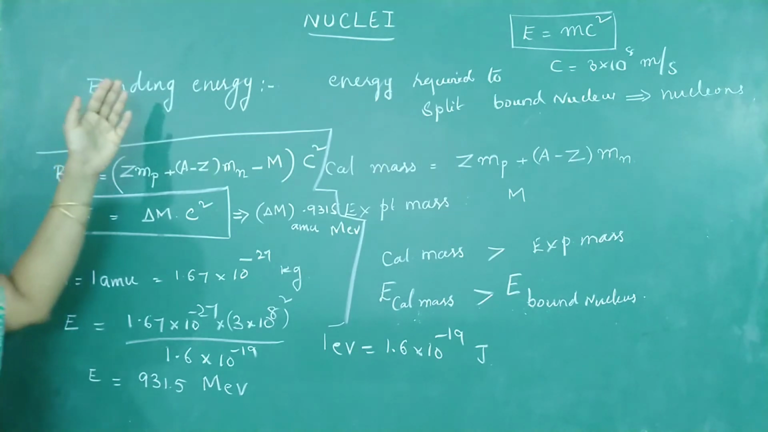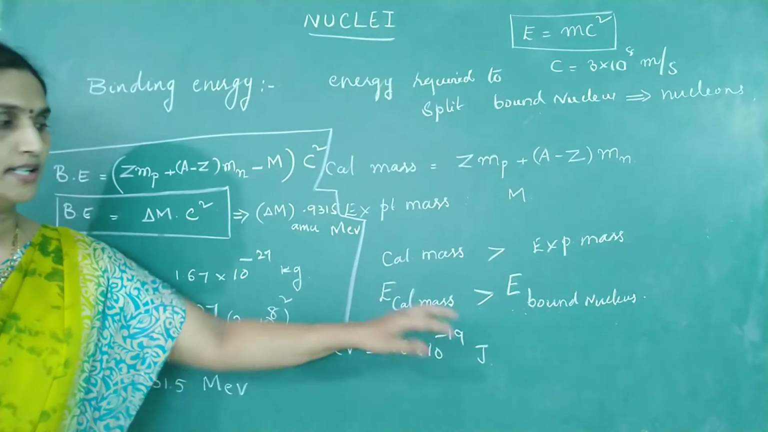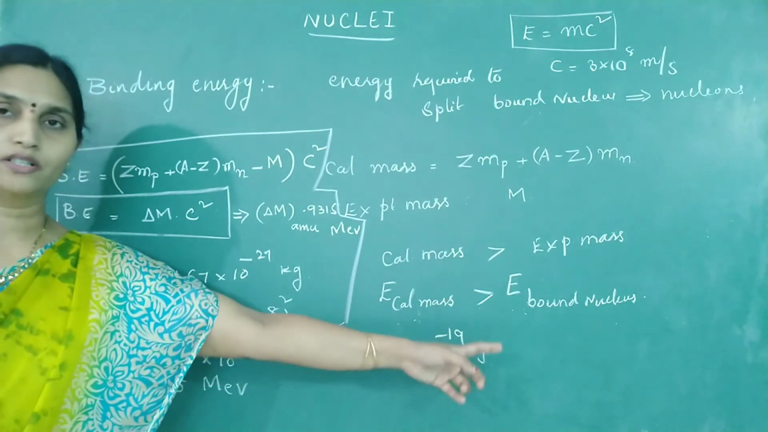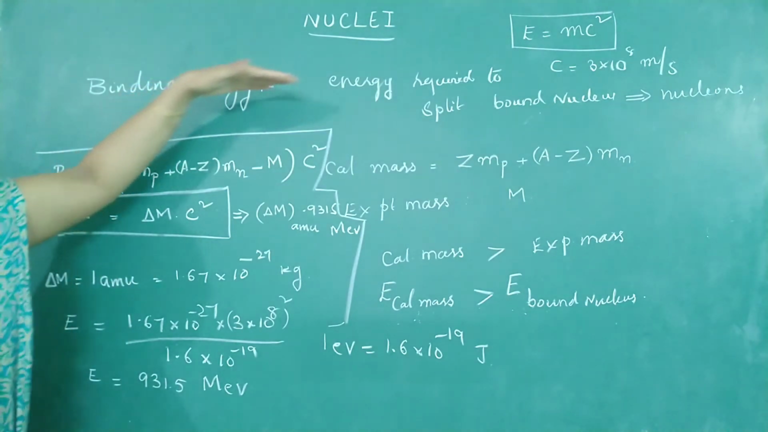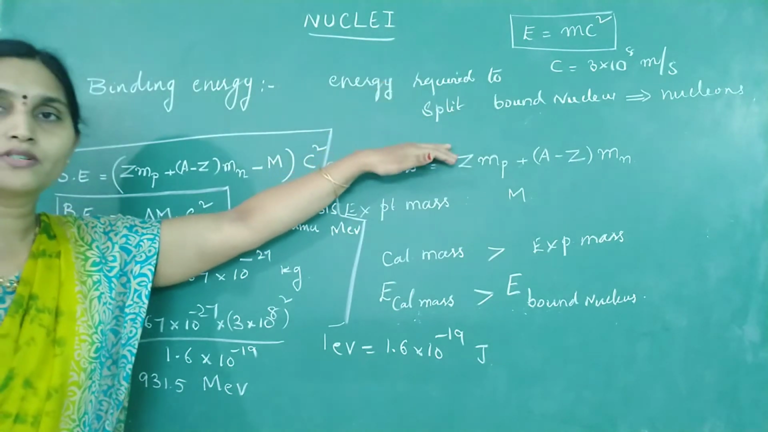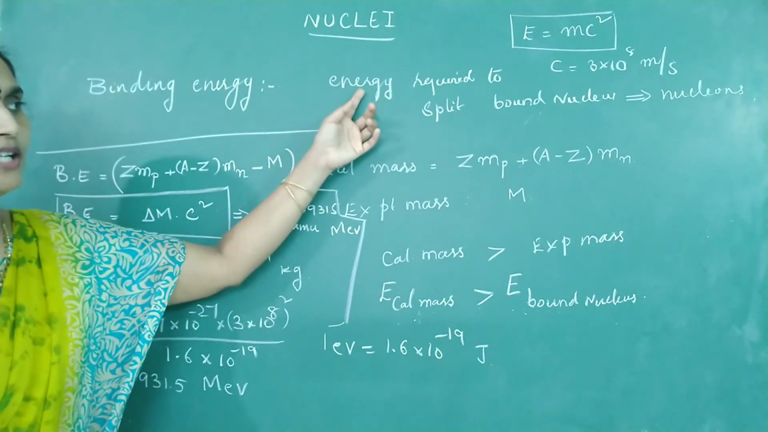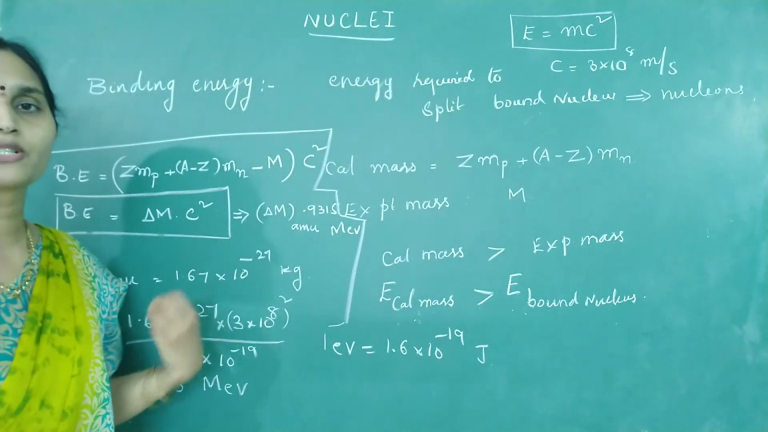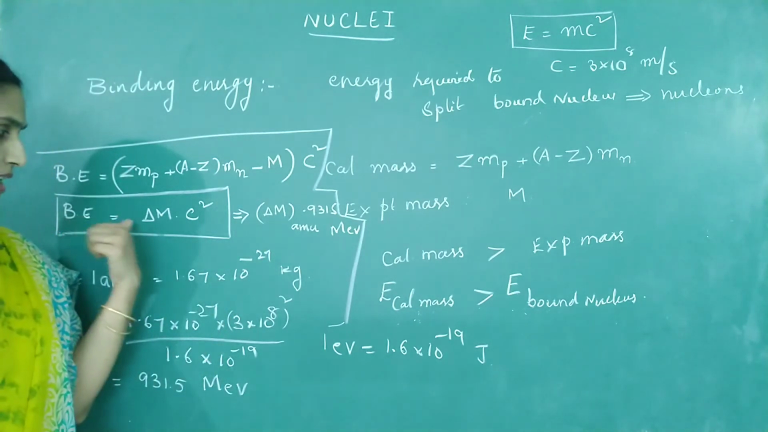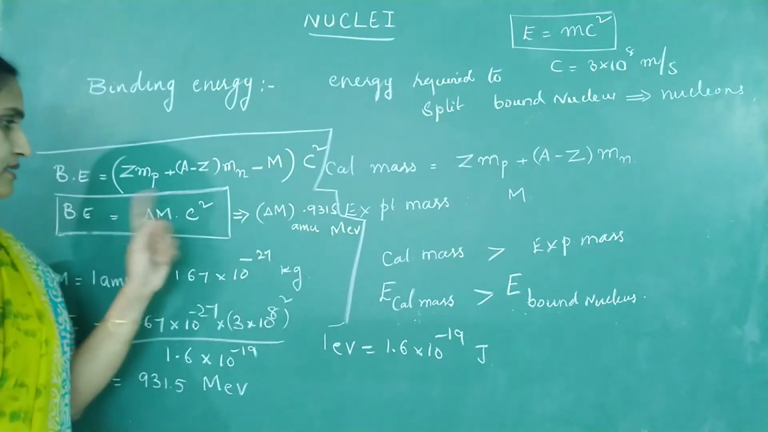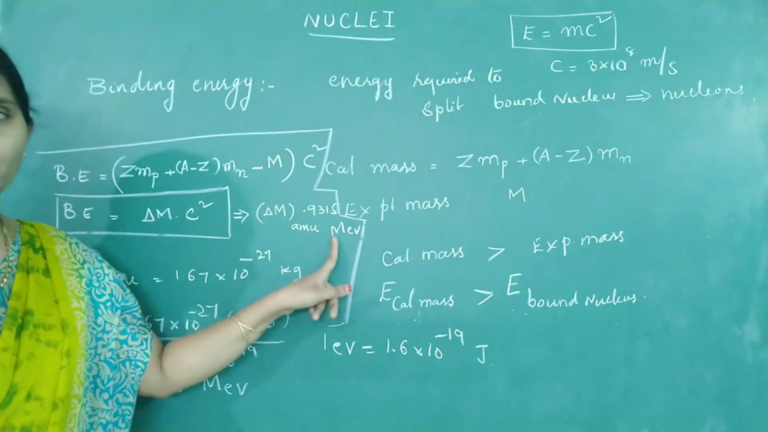Again I repeat, just now I told you what is binding energy. Since the energy associated with the calculated mass of individual nucleons is greater than the energy associated with the bound nucleus, the difference in these two energies is called binding energy, which is defined as the energy required to split a bound nucleus into its constituent nucleons, or the reverse, the energy released when a nucleus is formed from its constituent nucleons. And if you want to get the energy directly in mega electron volts, it is mass defect multiplied with 931.5, that will give the answer in MeV.